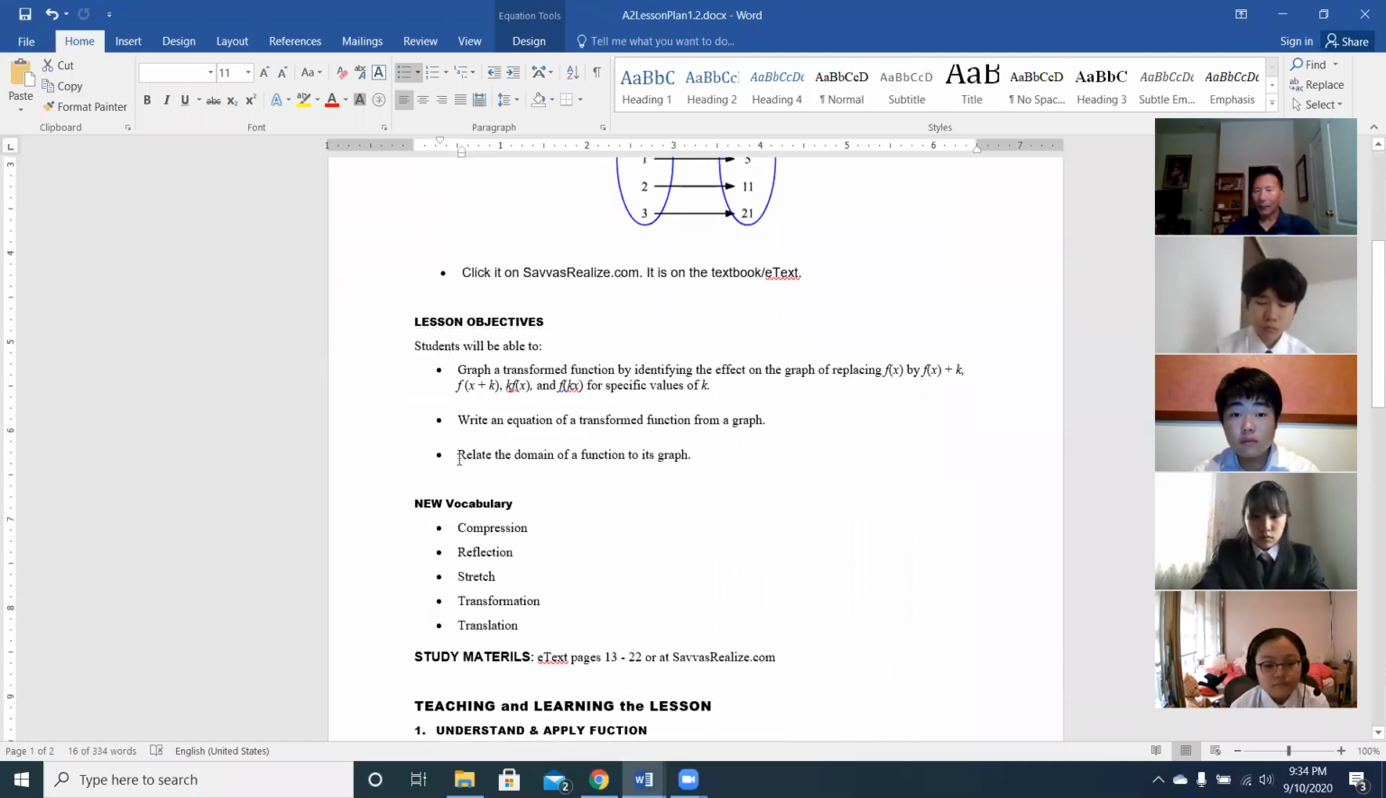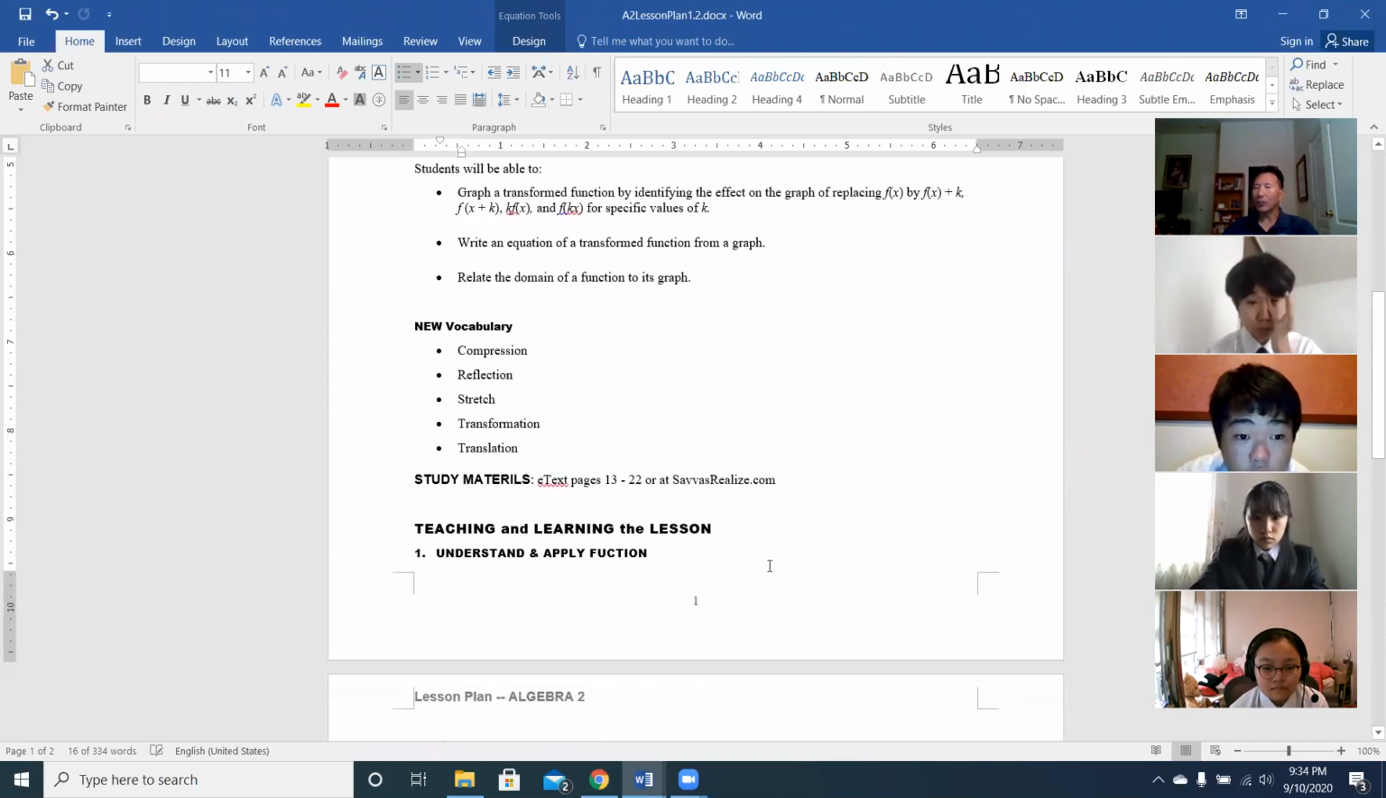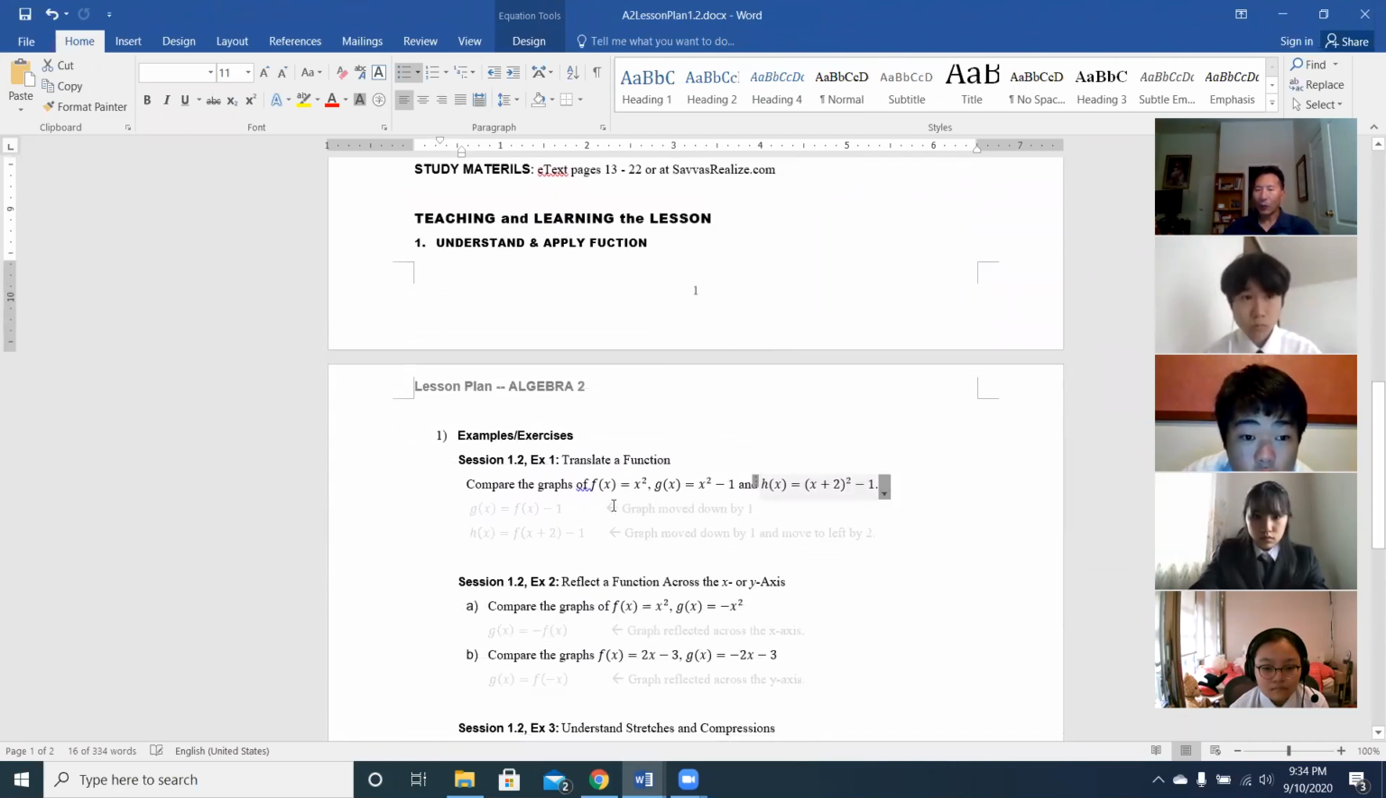We're going to talk about graph transformation. What do we mean by transformation? Basically, we talk about how a shape, a graph, can move from one place to another place. So let's go to the grammar first. We talk about a translation of a function.